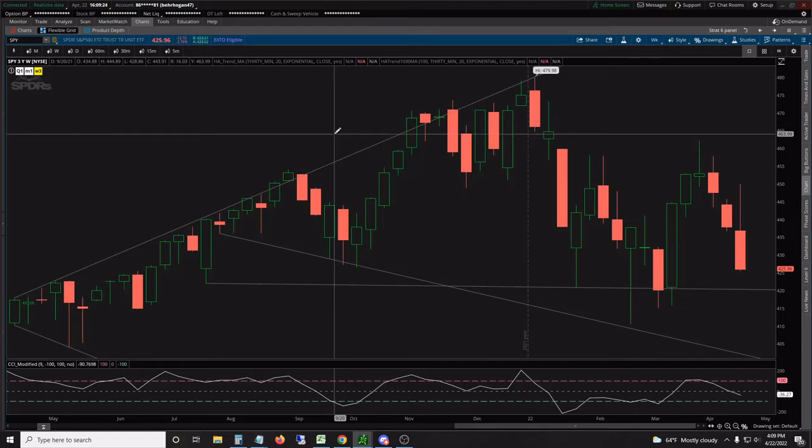So trail stop's one option, but I don't like using trail stops because, number one, if you don't have them tight, you're going to lose too much of your profit. But if you do have them tight, you're going to get stopped out pretty quick. So today I had a trail stop set.